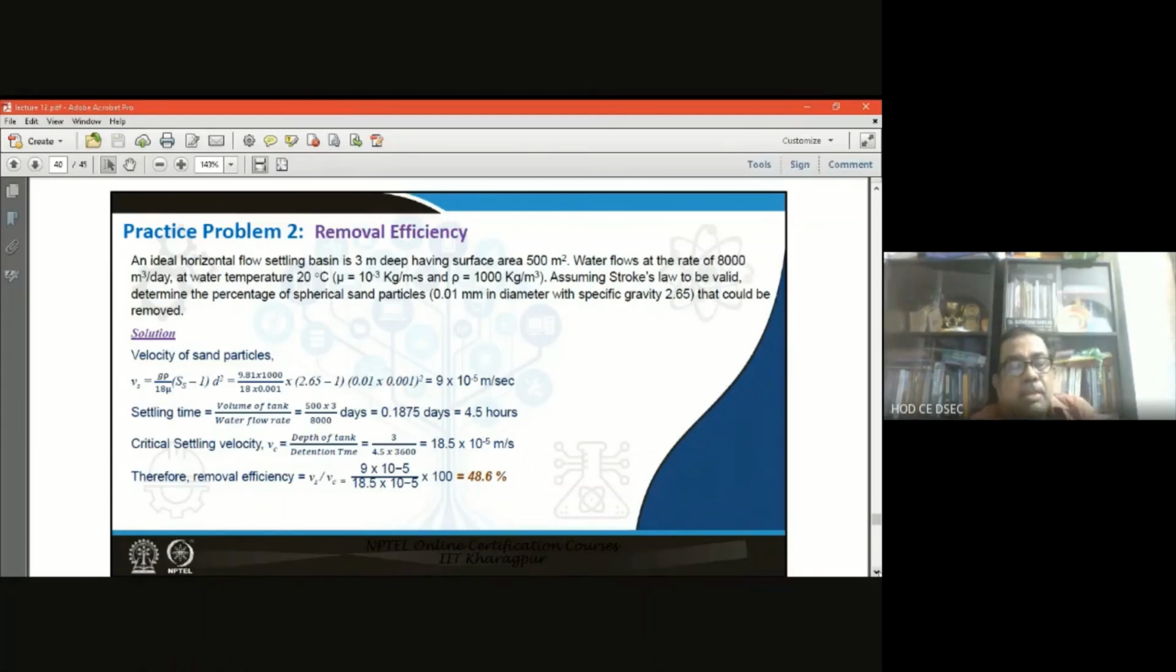So what can we conclude? Only a percentage of the particles are settled, not all, because the two velocities are not equal. The critical settling velocity means 100% efficiency. So what is the percentage of efficiency? It is 9 into 10 to the minus 5, obtained by Stokes law, divided by the critical settling velocity, 18.5 into 10 to the minus 5, obtained by dividing the depth by the detention time. So you get a removal efficiency of 48.6%. The removal efficiency of the sedimentation tank in this case is about 49%. This is the thing.